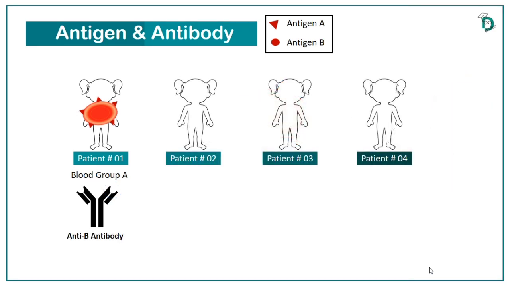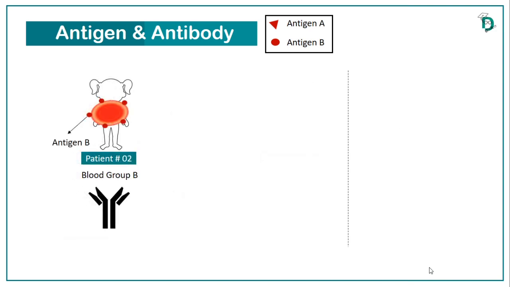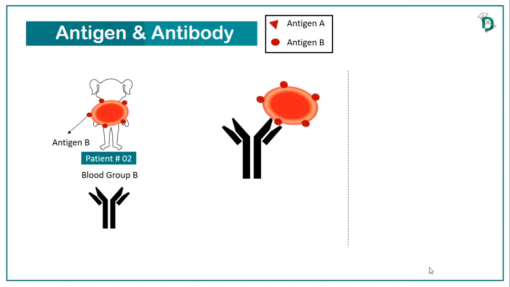Okay, now let's see the second patient with blood group B, who has circular antigens, meaning antigen B, but the antibodies in that person have binding sites for triangular antigens, meaning antigen A. So again, they are incompatible to each other and binding will not occur.